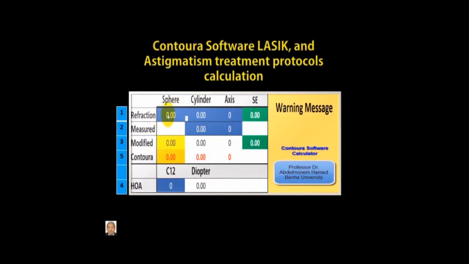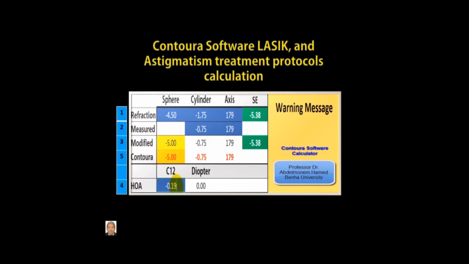Contour LASIK and Astigmatism Software Calculator. This video demonstrates the Contour software calculator. 1. In the first row we can enter the manifest refraction sphere, cylinder, and axis. At the end of that row the spherical equivalent of the manifest refraction is calculated. 2. In the second row we can enter the measured cylinder and axis. 3. In the third row the modified refraction sphere, cylinder, and axis is automatically calculated by the software according to the algorithms that have been used for programming this Contour software calculator. At the end of that row the spherical equivalent of the modified refraction is calculated, which must equal the spherical equivalent of the manifest refraction.